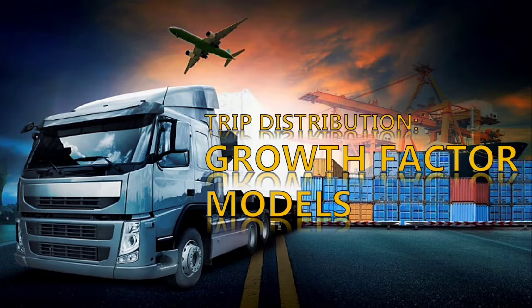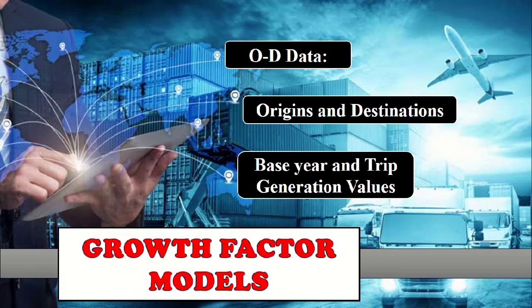Milagrosa, and today I will be going to discuss growth factor models, which is one of the models used in calculating trip distribution between each area. So, dito sa growth factor model, trip distribution can be calculated when the only data available is, first, origins and destination. Second is base year and trip generation values.